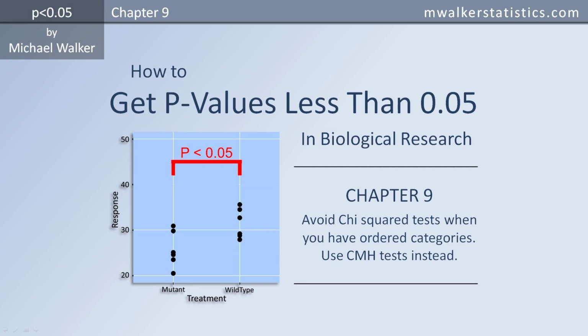How to get p-values less than 0.05 in biological research. Chapter 9. Avoid chi-squared tests when you have ordered categories. Use CMH tests instead.